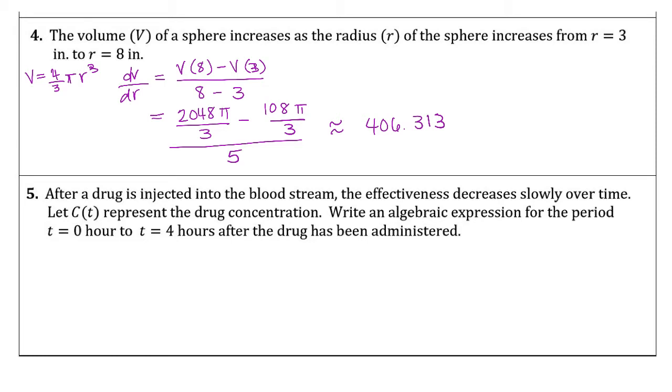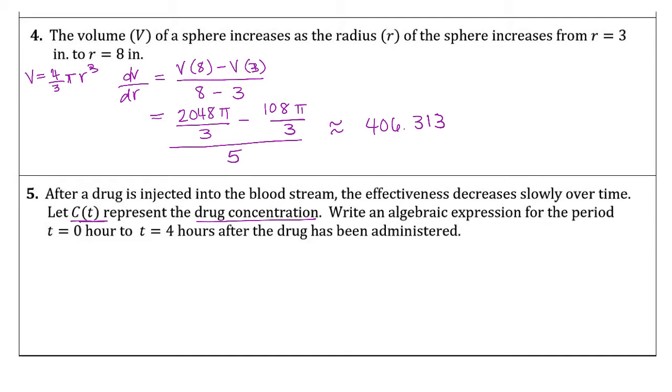All right, and so let's look at the next one. And we have, let's see, after a drug is injected in the bloodstream, the effectiveness decreases slowly over time. So it looks like our rate would be negative because it is decreasing. And we have C of T is going to represent the drug concentration. So we're looking for an algebraic expression over the period of time from 0 to 4.